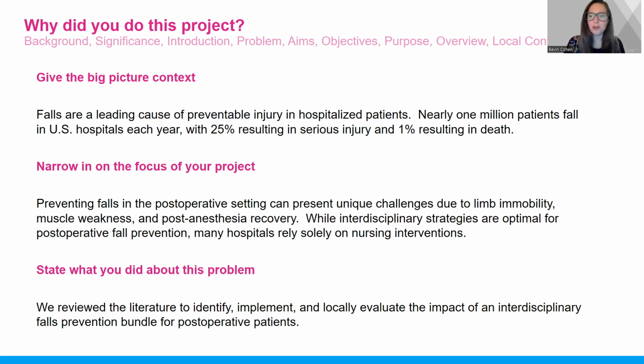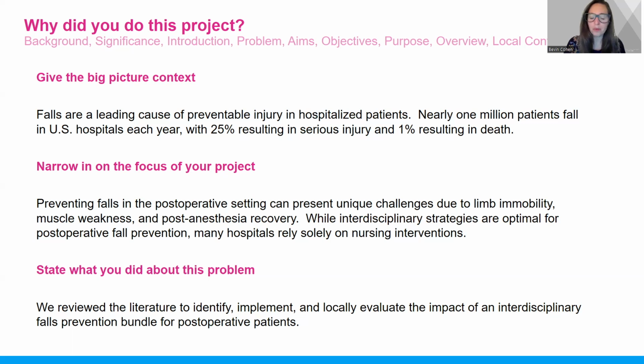The next thing that I advise is to narrow in on the focus of your specific project, right? So you've already given the big picture, but now it's time to narrow it in on the smaller picture that you're focusing on. So you can say something like, preventing falls in the post-operative setting can present some unique challenges because patients have potentially limb immobility, muscle weakness, and are recovering from anesthesia. So here you're giving the audience the knowledge that you're talking specifically about how to prevent falls in your setting, which in this case is a post-operative unit, and why patients in this particular unit are really in need of fall prevention.